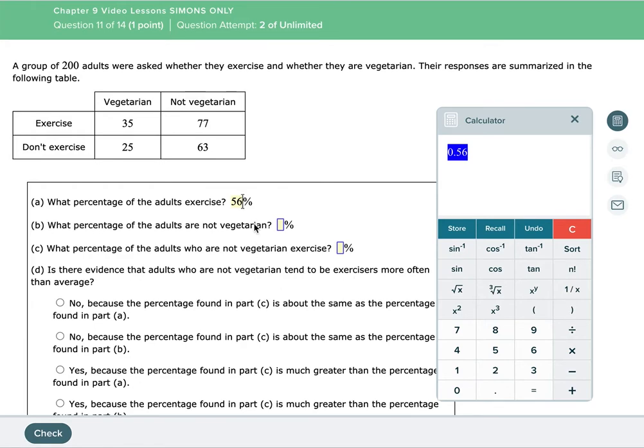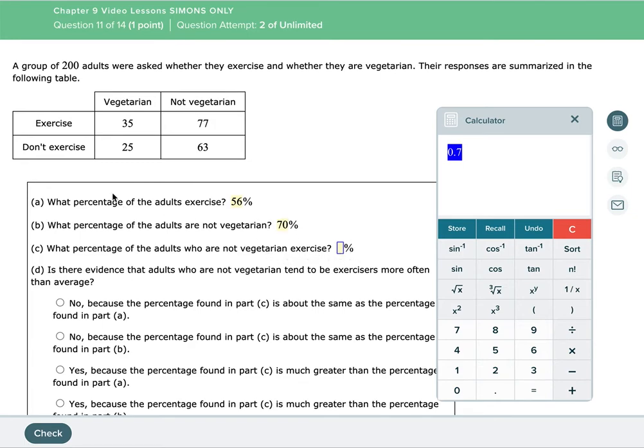B, what percentage of the adults are not vegetarian? All right, so there's 77 people here and 63. So that's your non-vegetarians, all the people right here. So just add those up. 77 plus 63. So a large percentage of these people are not vegetarians, which is probably pretty accurate in most places. So 140 divided by the total population, which is 200. All right, and that gives you 0.7. So should I go 7%? Well, no, because think about that. You got to move that decimal point over 2 spaces. So we got to put that 0 in there. So it's 70%.